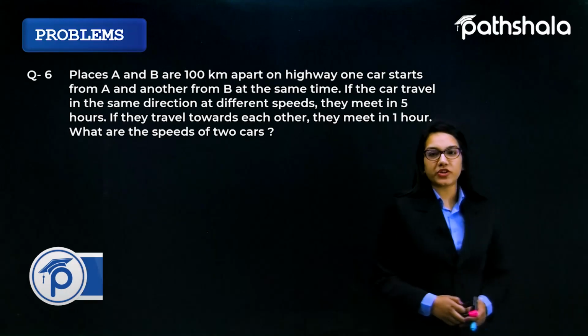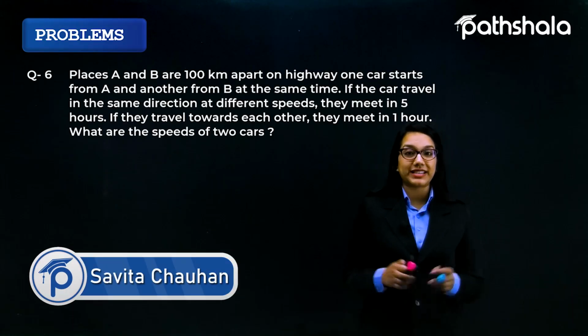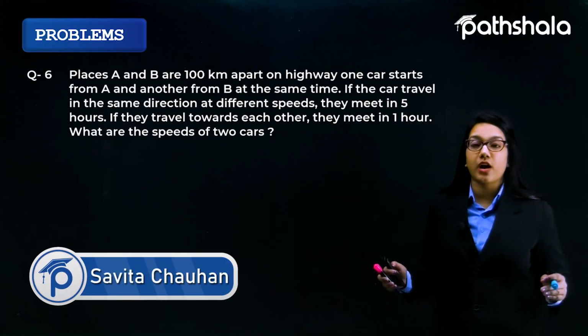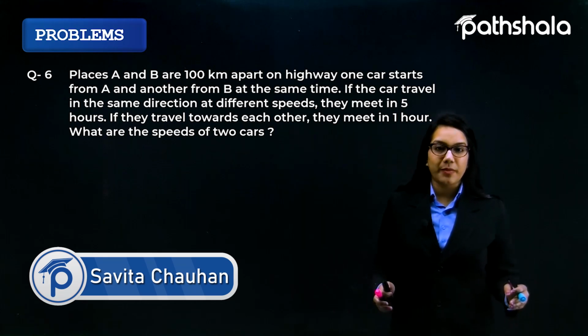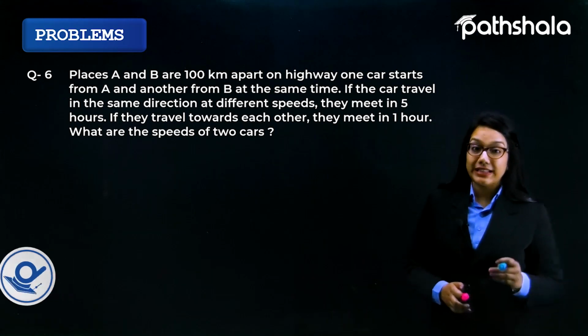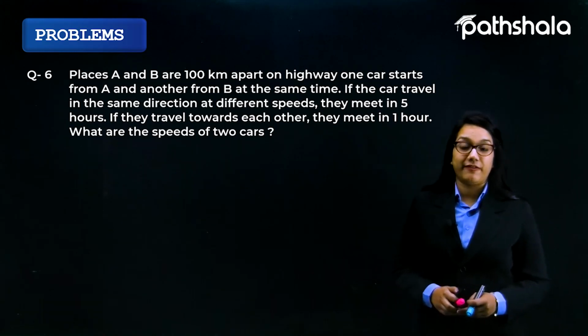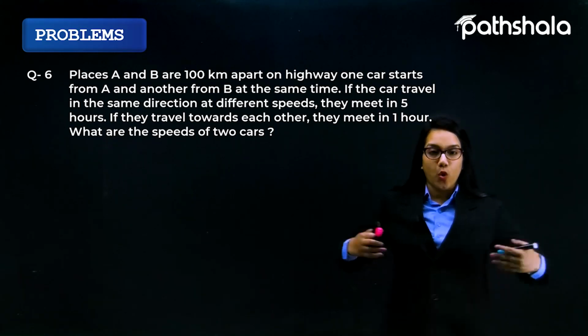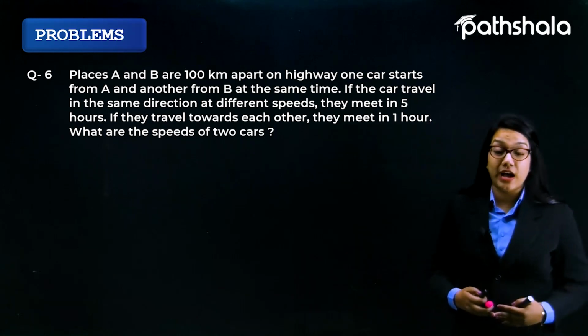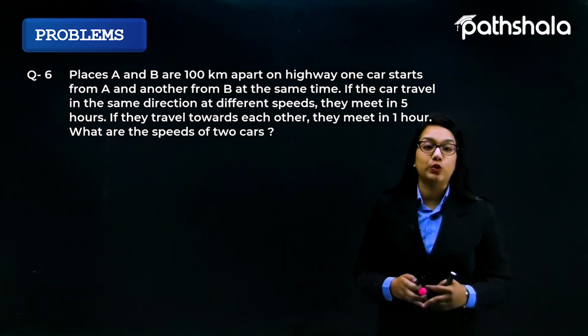Let's just see the next question. Question number 6 says that places A and B are 100 km apart on a highway. One car starts from A, another from B at the same time. If the cars travel in the same direction at different speeds, they meet in 5 hours. If they travel towards each other, then they meet in 1 hour. What are the speeds of the two cars?